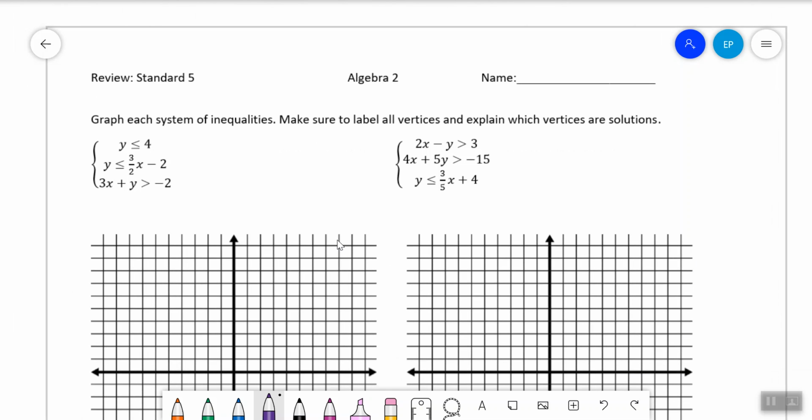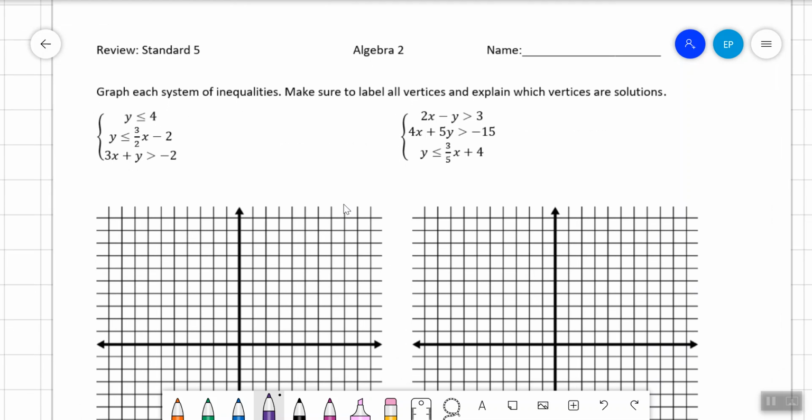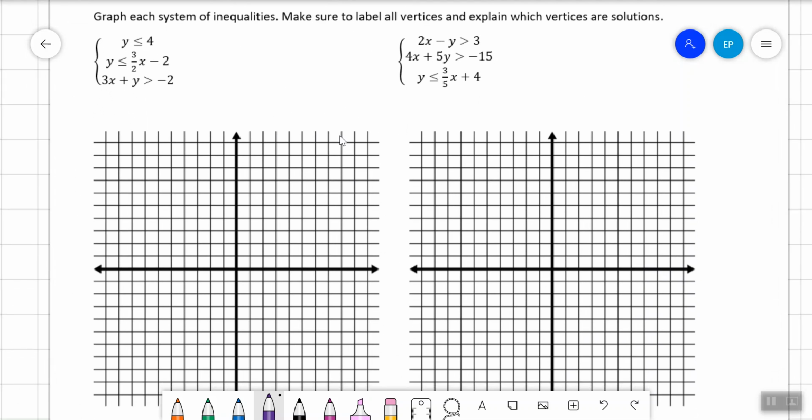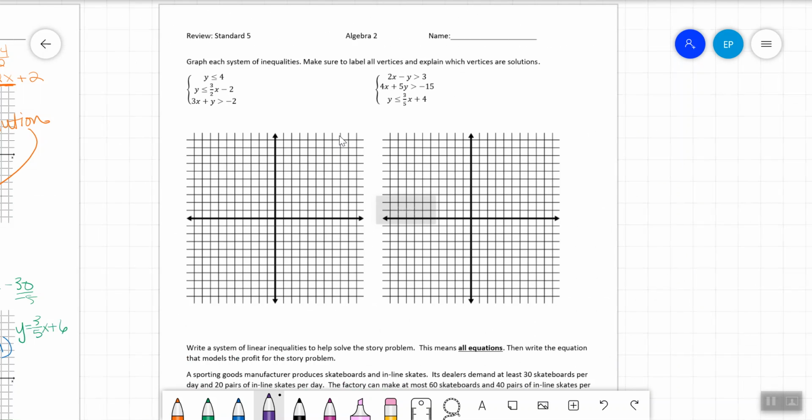This review help video is for Standard 5, systems of linear inequalities. So we're going to graph the first one. Zoom out just a little bit here.